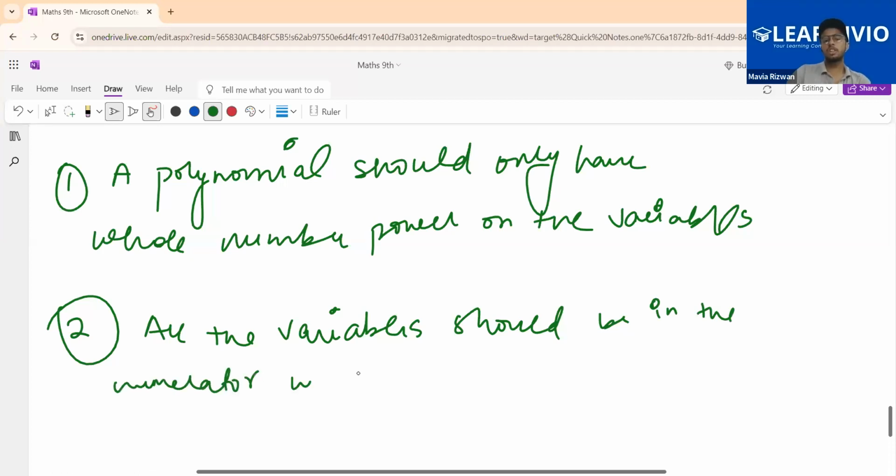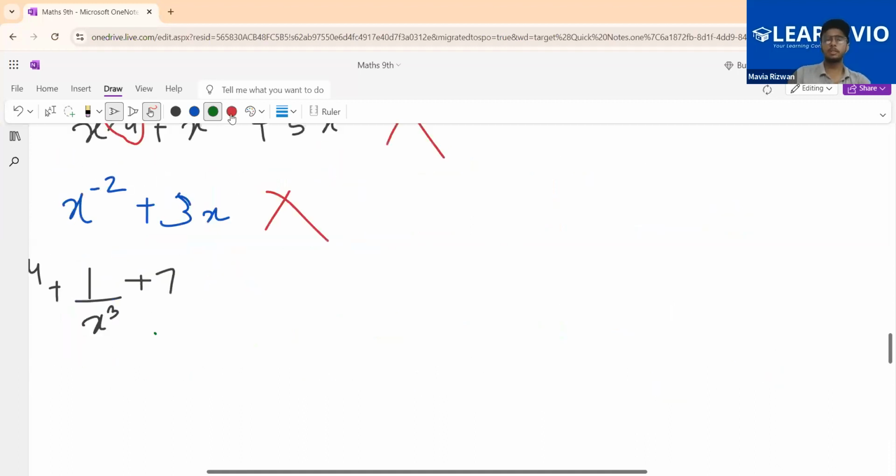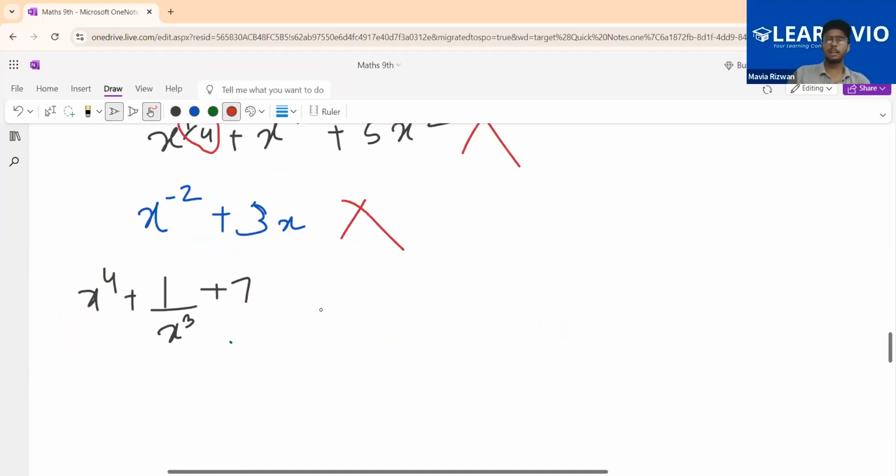While checking the power of the variable. Okay. So you said it is not a polynomial, and that was correct, right?